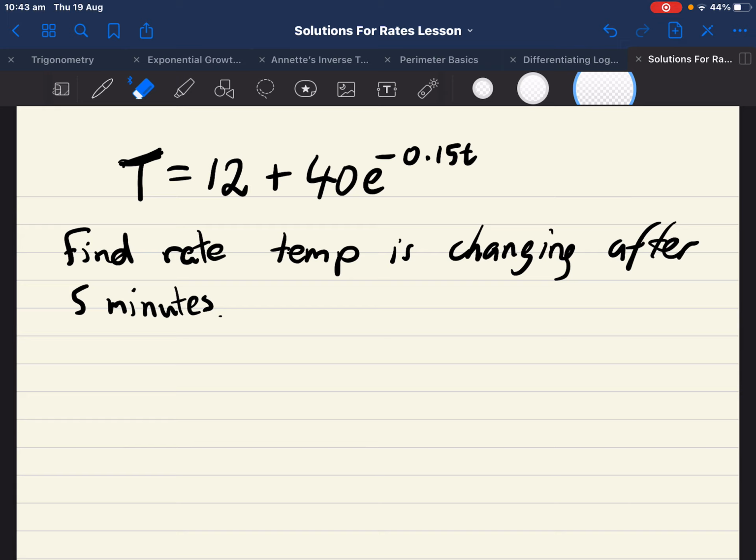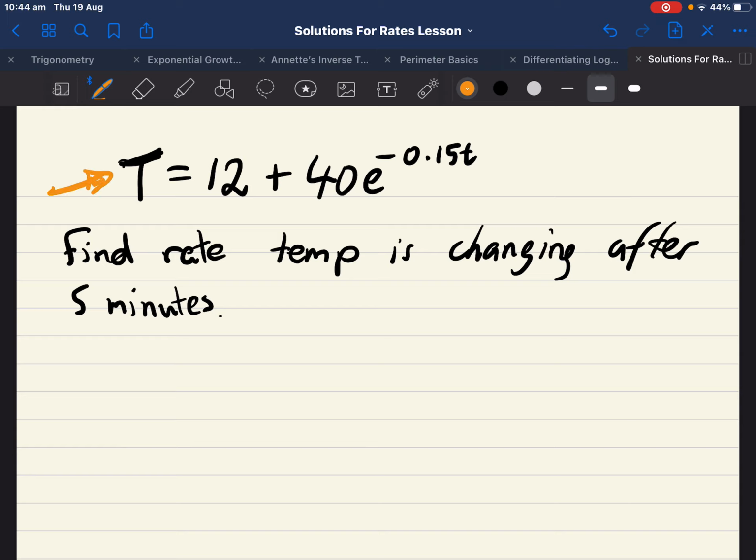Okay, so the first one was a temperature question. There was some sort of item and its temperature was changing, and ultimately, in this case, it's going to be decreasing. Find the rate at which the temperature is changing after 5 minutes. There are more words, but ultimately this was the question.